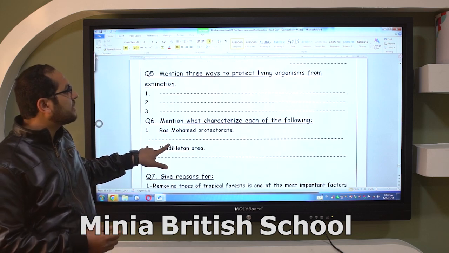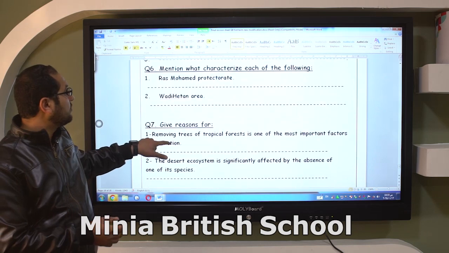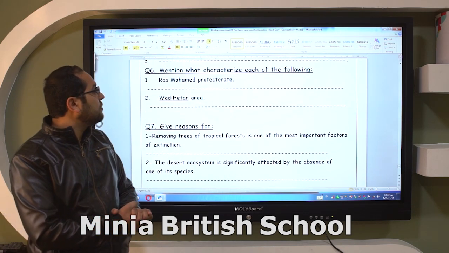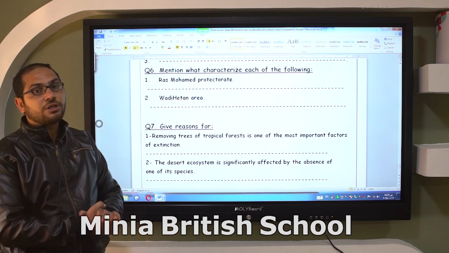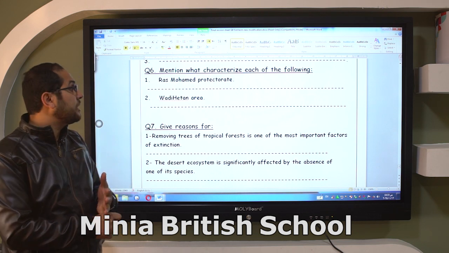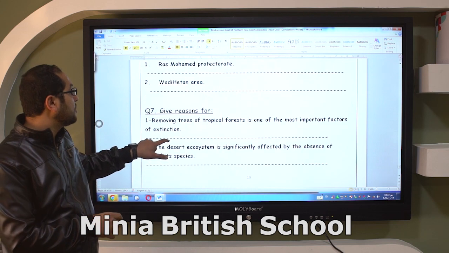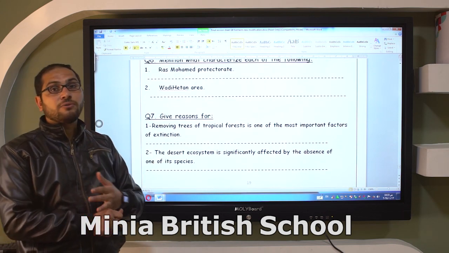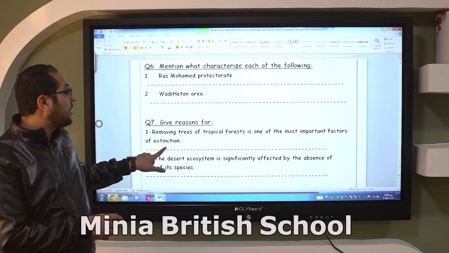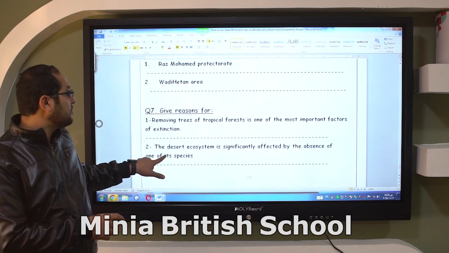Mention 3 ways to protect living organisms from extinction. Okay, we have answered this one. Mention what characterized each of the following. Ras Muhammad protectorate: this is the first protectorate established in Egypt. They protect the rare species of coral reefs and colored fish. Wadi al-Hitan, this is a part of Wadi al-Rayyan. They protect the complete whale skeletons from 40 million years ago.